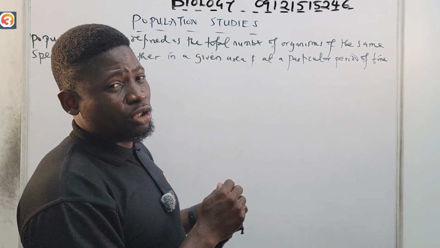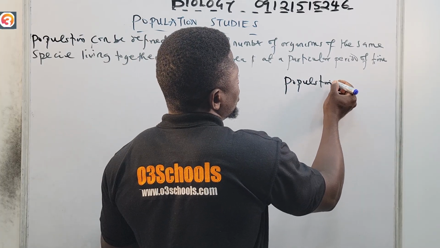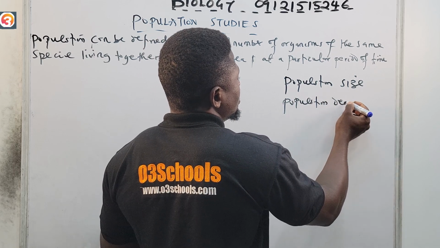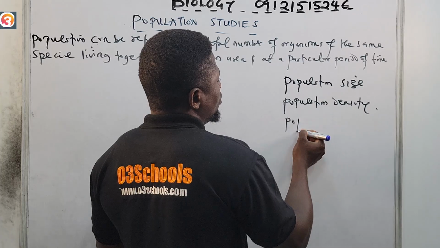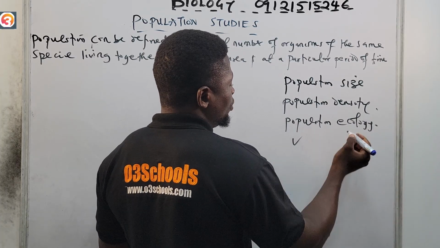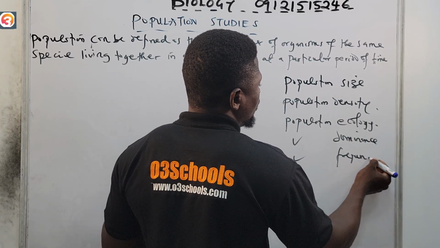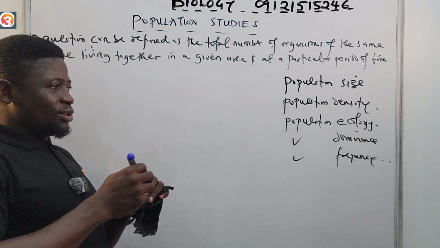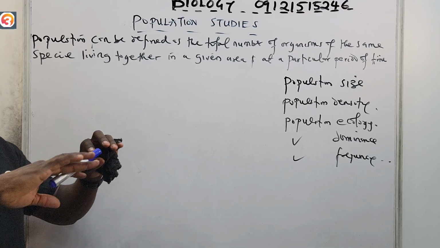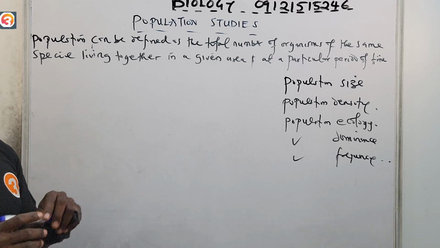Now there are some terms that we use in population studies. Some of them are population size, population density, population ecology, population dominance, population frequency, and the likes. These are some of the terms. There are some other ones, and we also have the carrying capacity of ecology. Now all of these terms we are going to look at one after the other.